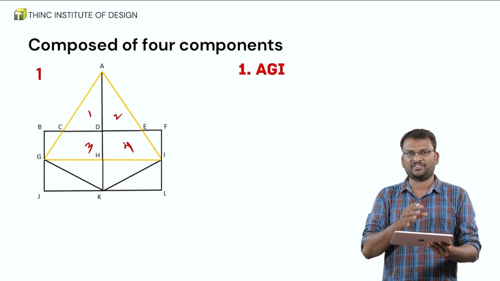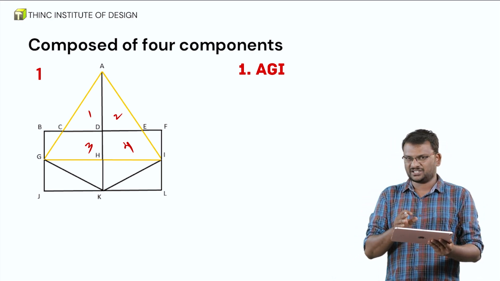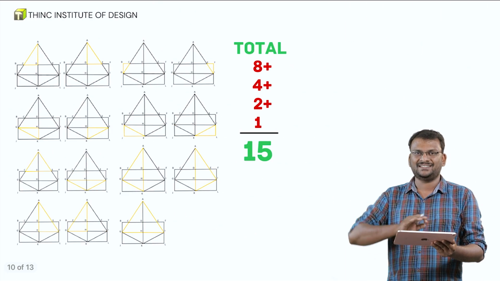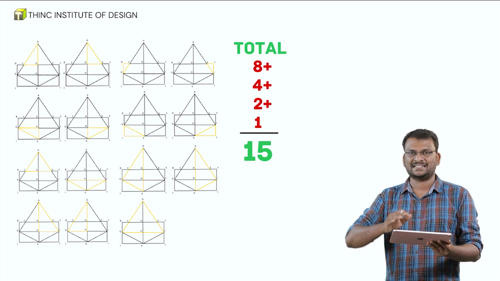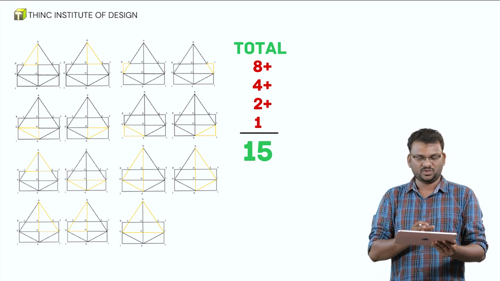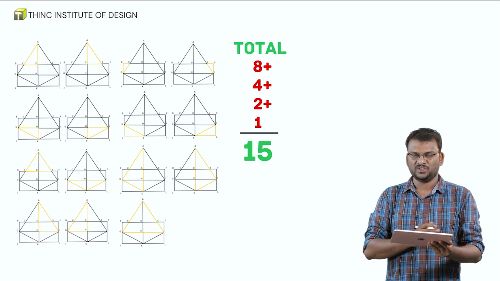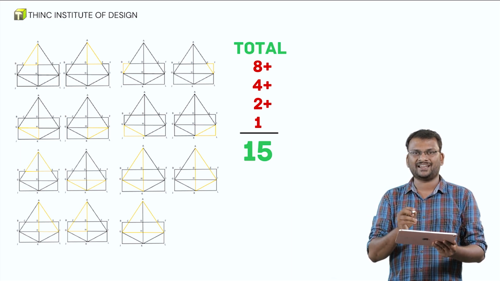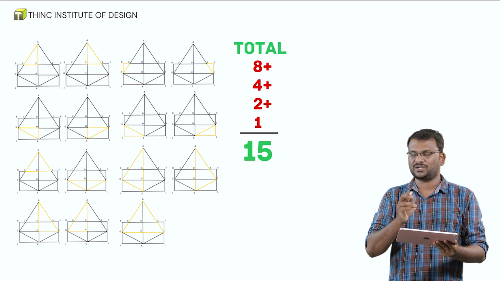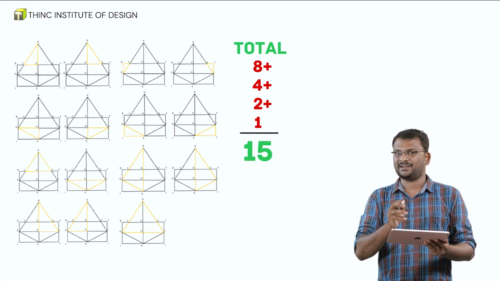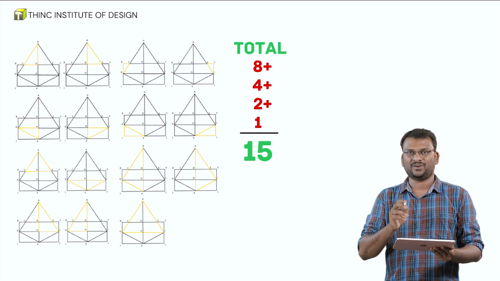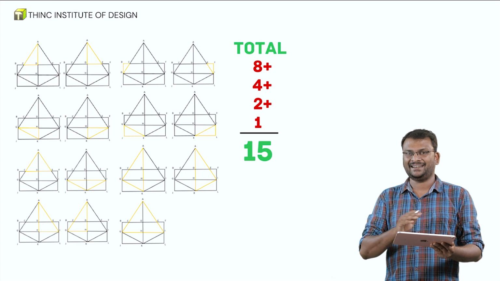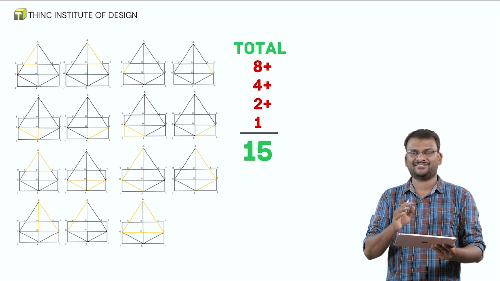Is there any possibility for a 5-component triangle? No. 6-component triangle? No. So check these kinds of possibilities up to 1 or 2 next positions. Now we are summarizing it into an answer. All the figures have been listed over here. How many simple triangles? 8. Two-component 4, three-component 2, four-component 1. So at the end there are 15 triangles. The right answer is 15.